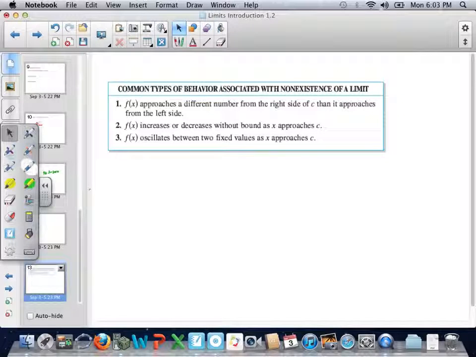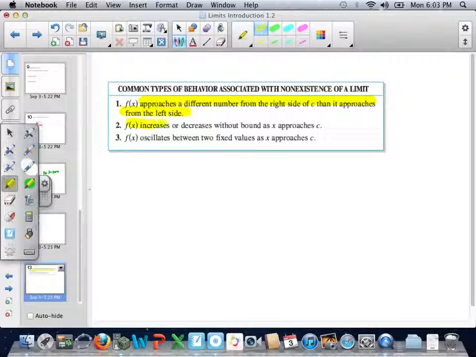So, in summary, a limit is a value a function approaches, and there are 3 times a limit does not exist: if it approaches 2 different numbers from the left and the right side, if it increases or decreases without bound, or if it oscillates between 2 fixed values.